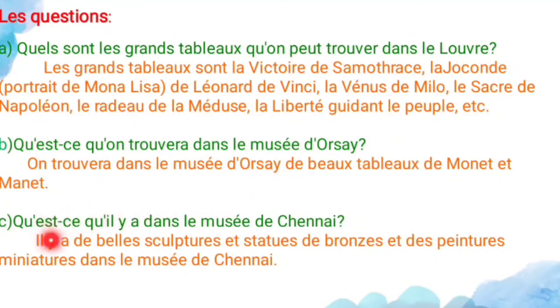And next, qu'est-ce qu'il y a dans le musée de Chennai? So what is in the Chennai Museum? Il y a de belles sculptures et statues de bronze et de peintures miniatures dans le musée de Chennai. So it has beautiful sculptures and bronze statues and miniature paintings in the Chennai Museum.